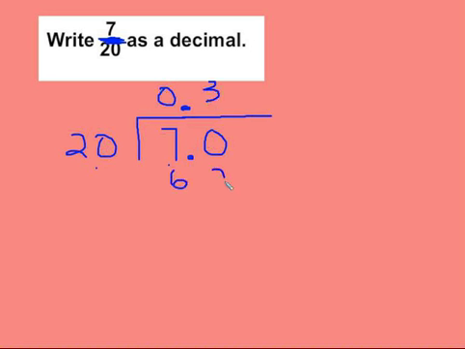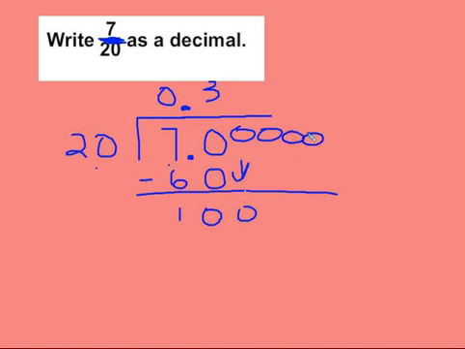3 times 20 is 60. I subtract, I get 10. And I can drop down a 0. Now, how do I know that I can drop down a 0? Well, after the decimal point, there is an infinite number of zeros. I may not need to use all of them. In this case, I'm actually only going to need to use the next 0 only, so I won't need these others. Once I've solved the problem or the decimal has terminated, I don't need any of those extra zeros.